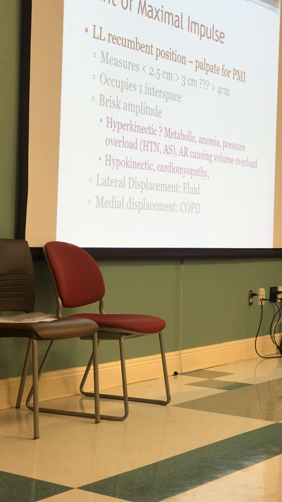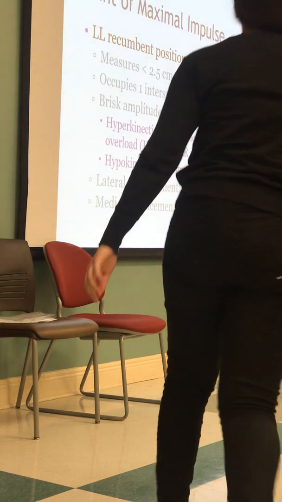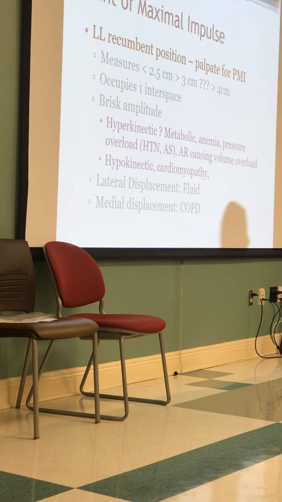Point of maximum impulse, again, should be less than 2.5 centimeters. If it's greater than 3, it's a problem. If it's greater than 4, it's even worse. Okay? Thank you.